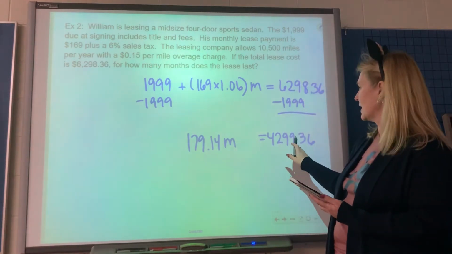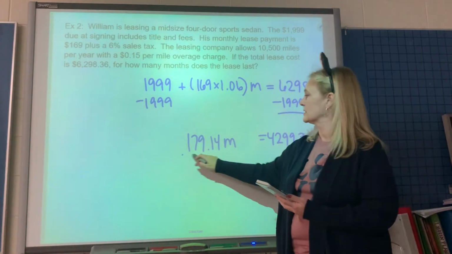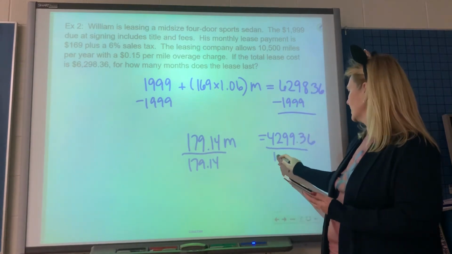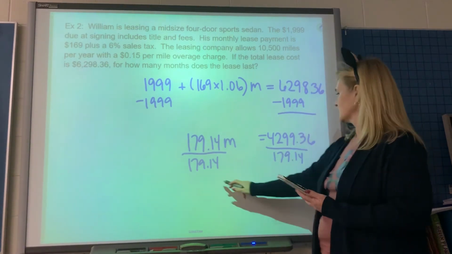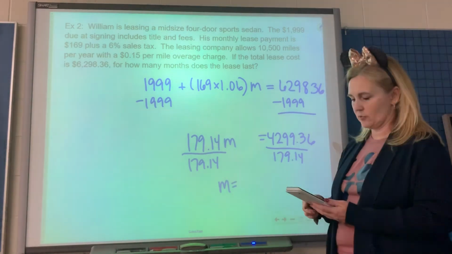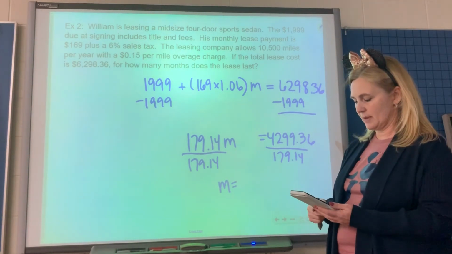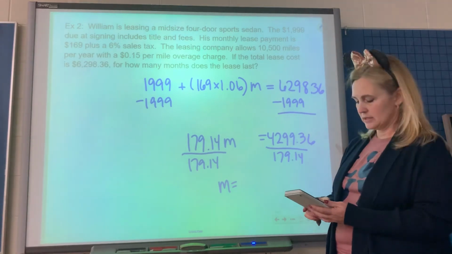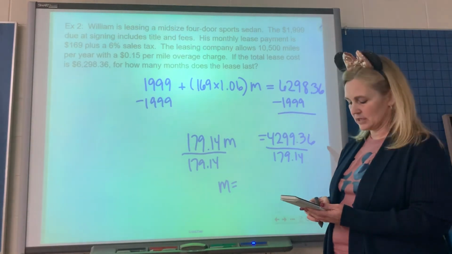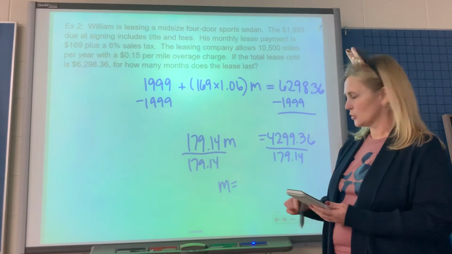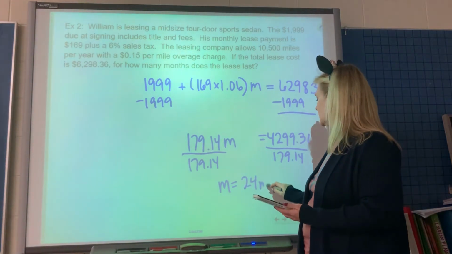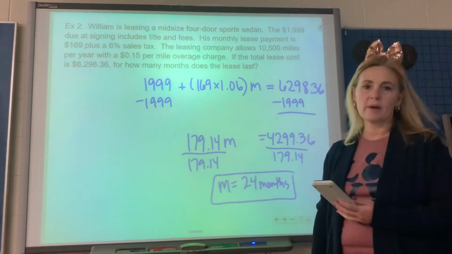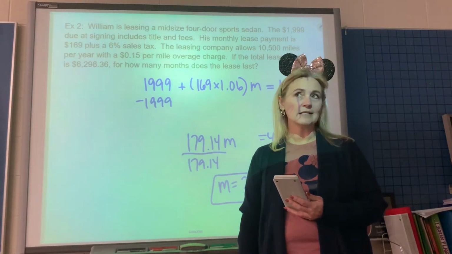So now we're just going to divide this cost by the $179.14. That's what he's paying per month for the lease, to find out how many months he's leasing it for. Let's do copy and paste. $4,299.36 divided by $179.14 is 24 months. That's a 2-year lease. 24 months. I hope this is making sense.